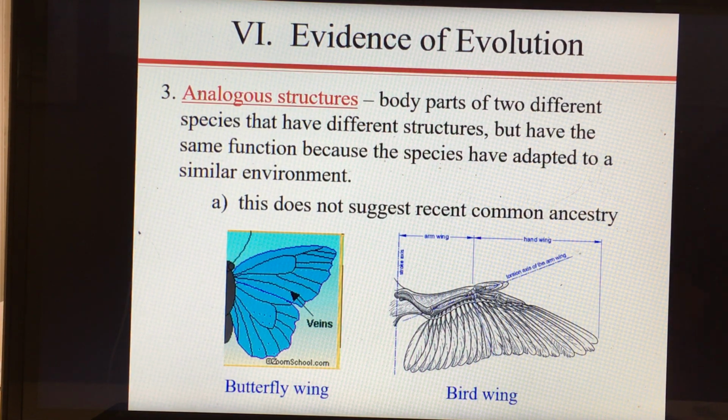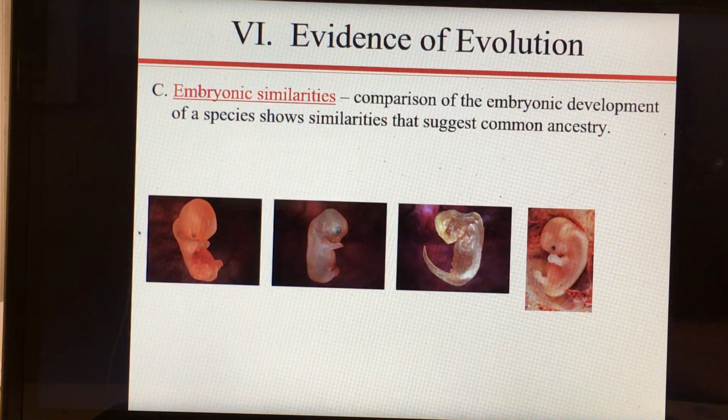Analogous structures are body parts of 2 different species that have different structures but have the same function because those 2 species have adapted to a similar environment. This is not a suggestion of recent common ancestry. It's an example of convergent evolution, not divergent evolution. So a butterfly wing and a bird wing are very, very different in terms of their internal structure, but have the same function, and so they kind of look a little bit alike, on the outside anyway.